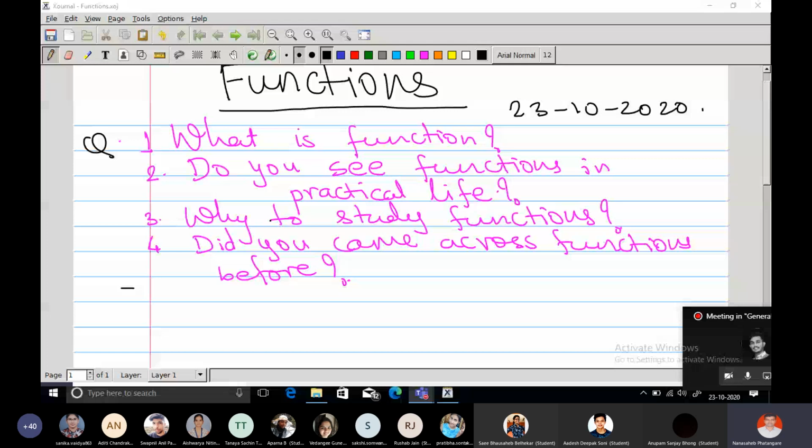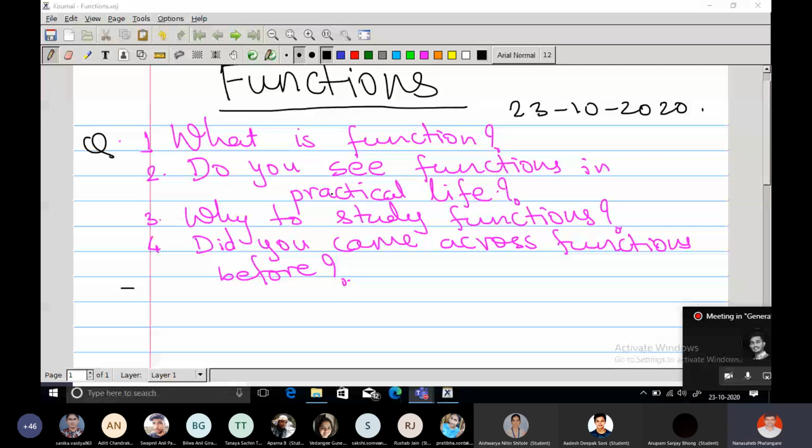Now we'll discuss the next topic, functions, and what is the significance of functions, and we'll try to understand the general idea about functions. You already studied functions in school, in 8th or 9th standard, right? So the natural question is, what is a function? Do you see functions in practical life? Did you come across such functions? And why study functions, right?